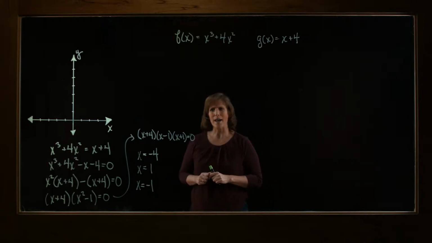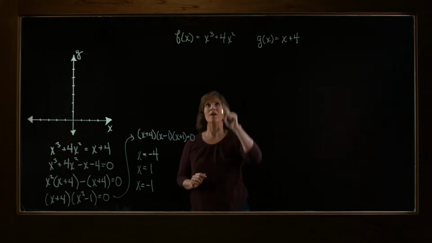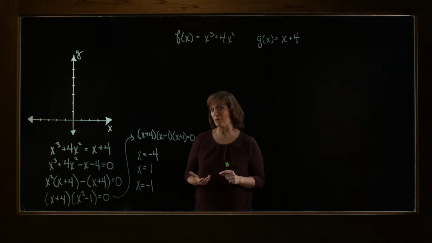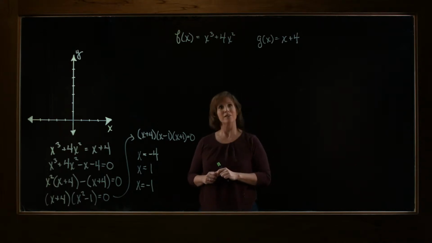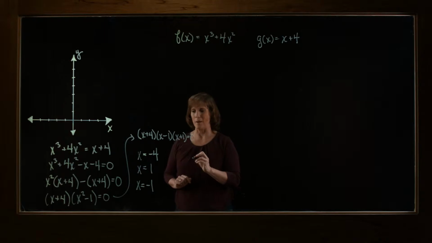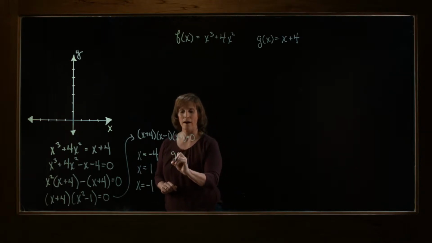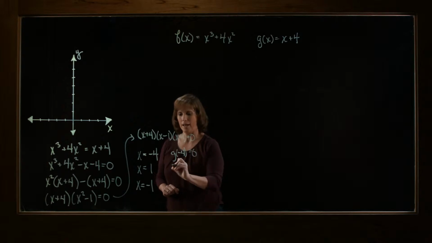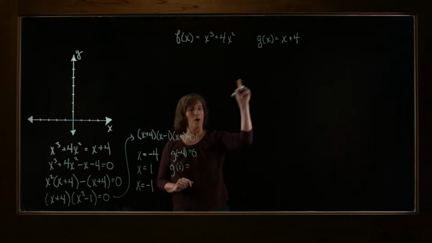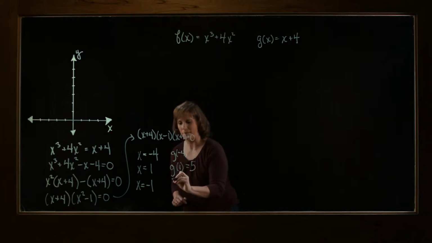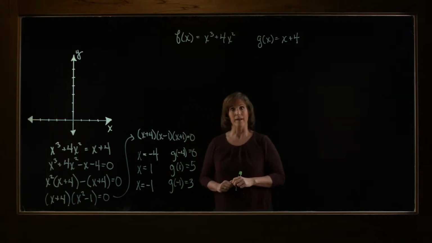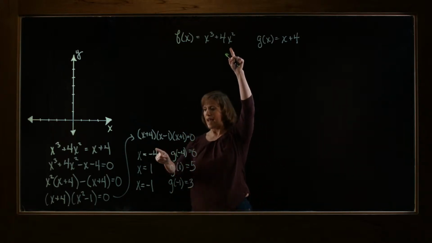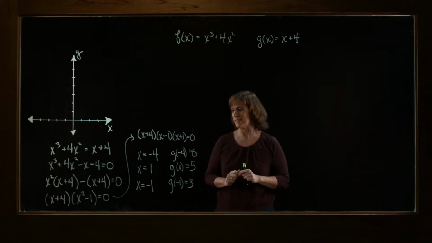All right, well, let's figure out what the y-coordinate is for each of those. Now remember, they're solution points to both equations, so I should be able to plug them into either one and get an answer. g of x is probably the easier way to go. So let's evaluate g of each of those particular numbers. g of negative 4 is going to be 0. g of 1 is 1 plus 4, or 5, and g of negative 1 is going to be negative 1 plus 4, or 3. Again, you could plug negative 4 into my function f and still get 0, 1 into my function f and still get 5, and so on.